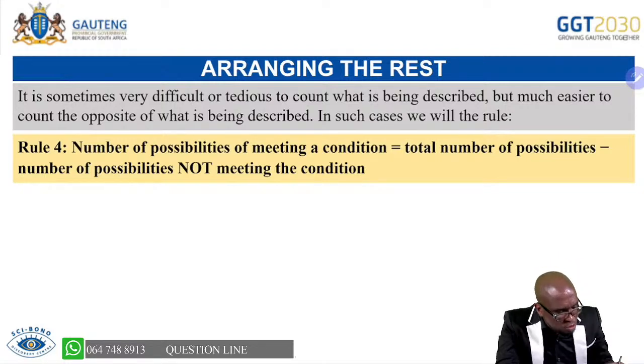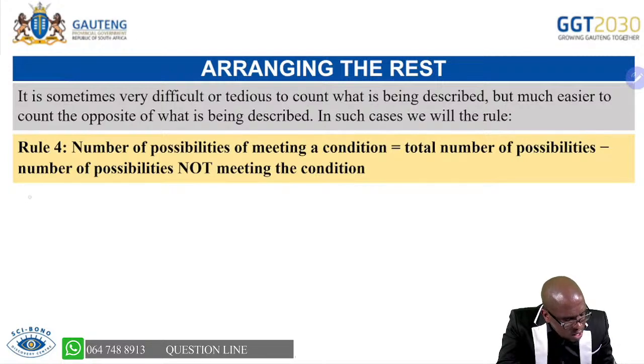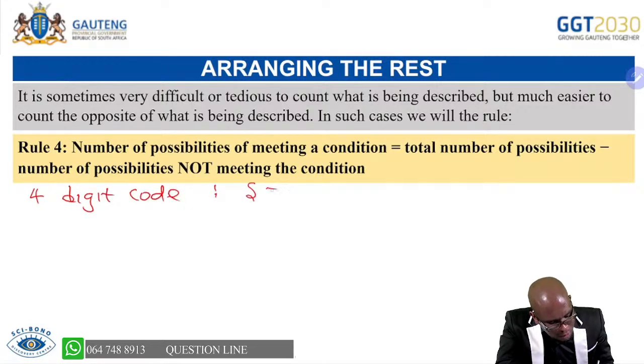So sometimes you can be required to say you have, for an example, a 4-digit code taken from the sample 1, 2, 3, 4, 5.